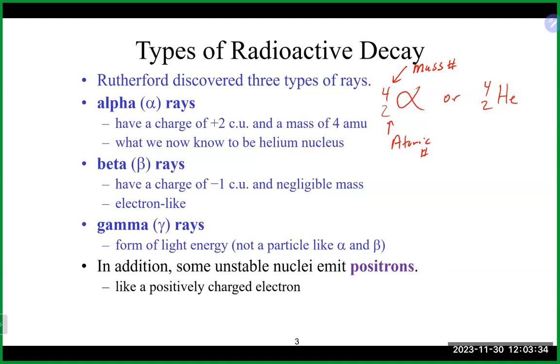All right. So beta rays or beta particles, they use the beta symbol there. They're basically electrons. So you'll see the beta symbol used for it. You also sometimes see electron or the little e used for the symbol of it.